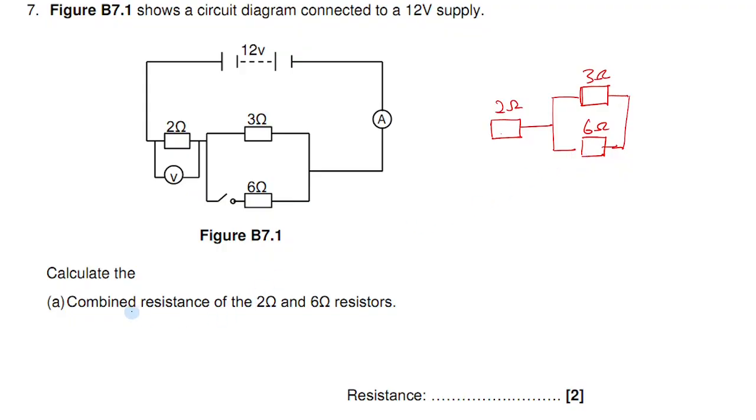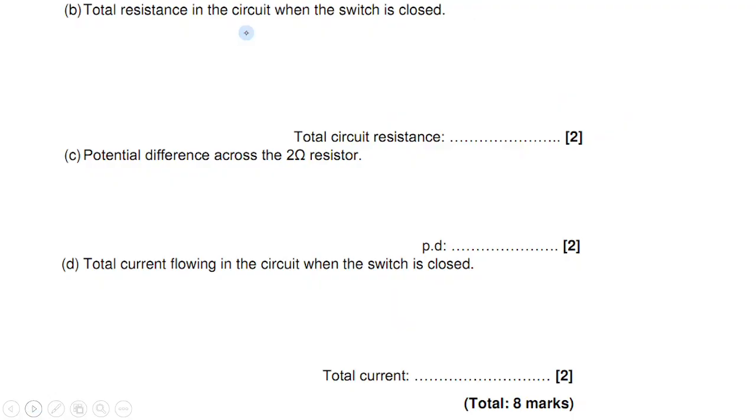If they say combined resistor between the 2 ohm and the 6 ohm, they will be in series with each other, not in parallel. So you add this plus this. The combined resistor, which is the total, is going to be 2 ohms plus 6 ohms, which is going to be 8 ohms. So here you put 8 ohms. Then we move on.